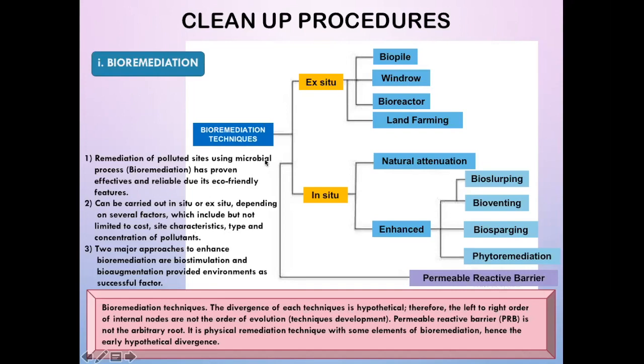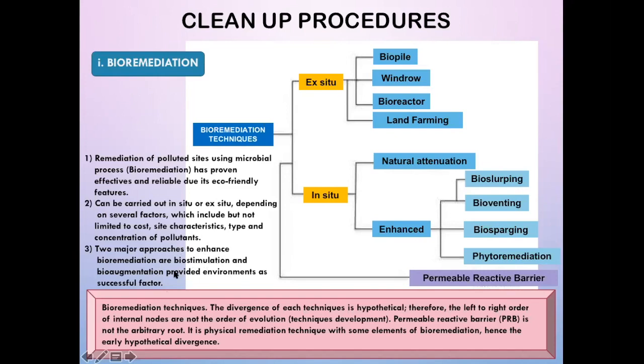Okay, so we can see here from the diagram, ex situ and in situ. For ex situ, they are divided into four: biopile, windrow, bioreactor, and land farming. For in situ, there are two types: natural attenuation and enhanced. Enhanced is divided into four: bioslurping, bioventing, biosparging, and phytoremediation. Another branch of bioremediation techniques is the permeable reactive barrier, PRB. Two major approaches to enhance bioremediation are biostimulation and bioaugmentation, with the environment provided as a success factor.